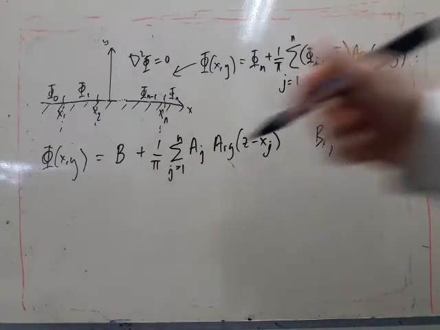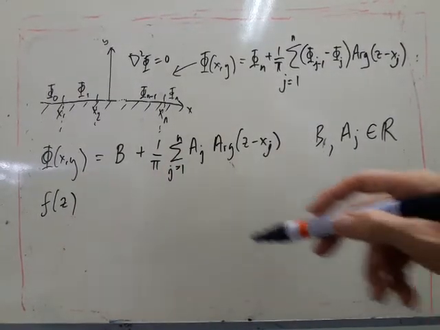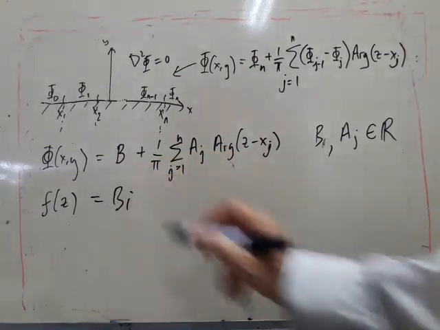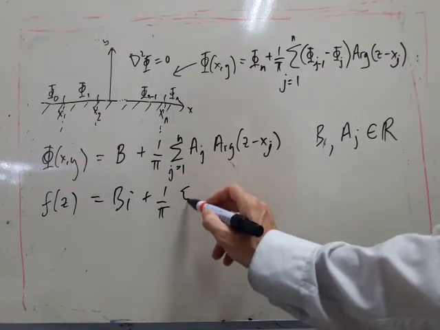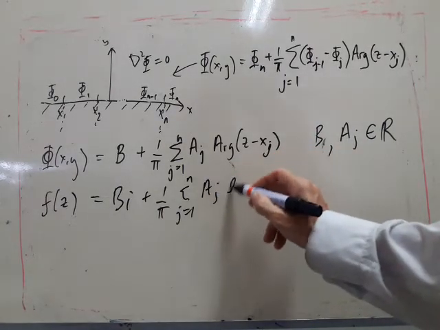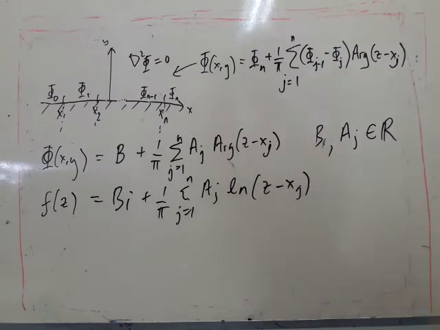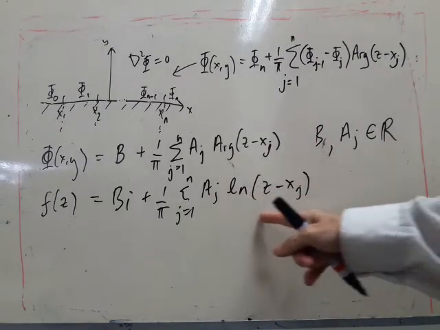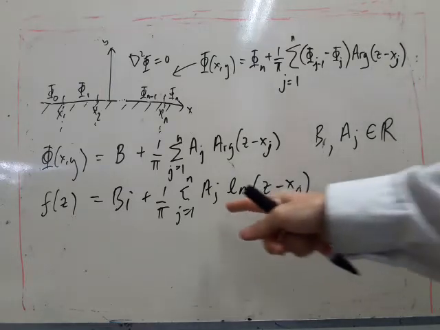Then, if we also consider this function f of z, which I'm going to write down like that, so it's bi plus 1 over pi sum over j as before, of aj times log of z minus xj. Okay, so how are these two things connected? Where again with this log I choose the branch cuts to be in the negative pi by 2 direction. Okay, so how are these two things related?